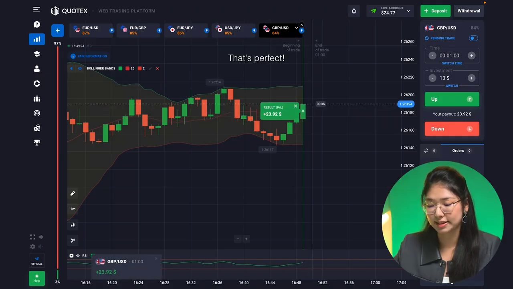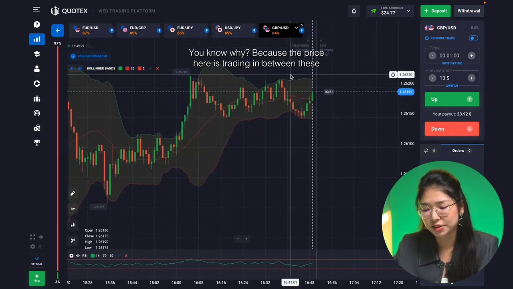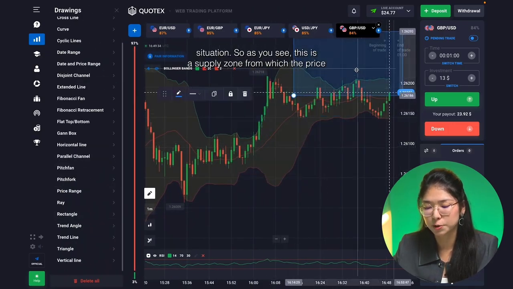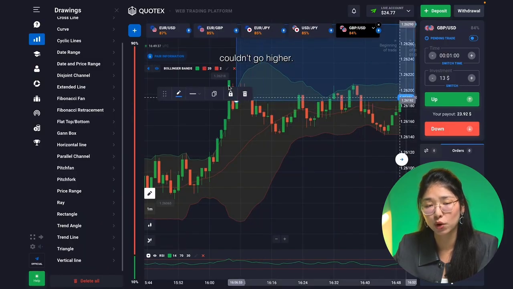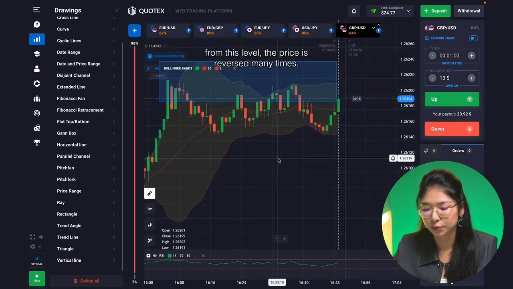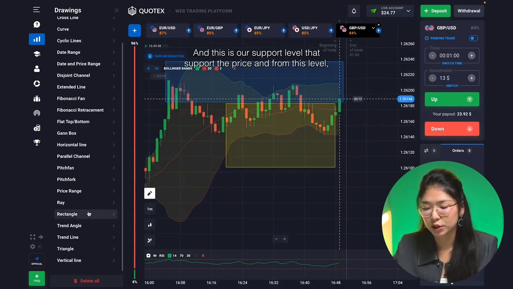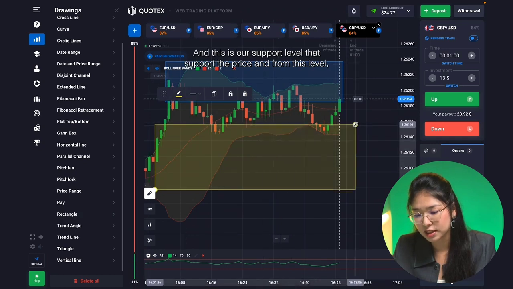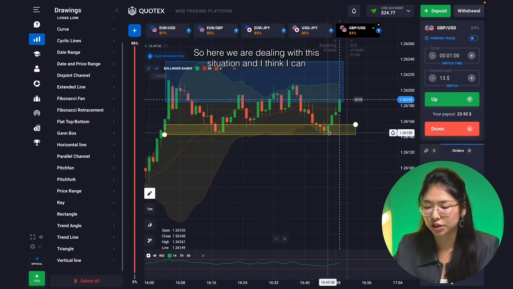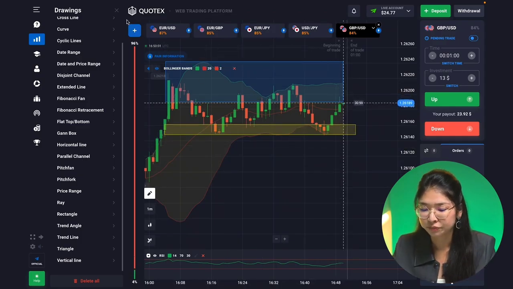That's amazing, guys. As you see, again I reached this profit. You know why? Because the price here is trading between these two levels. To be more clear, I just want to draw the situation, and as you see, this is a supply zone from which the price couldn't go higher. And this is a kind of resistance level to support the price, and from this level the price has reversed many times, and this is our support level that supports the price, and from this level the price is always rebounding in an up direction. Here we are dealing with this situation, and I think I can continue dealing with it more and more times.